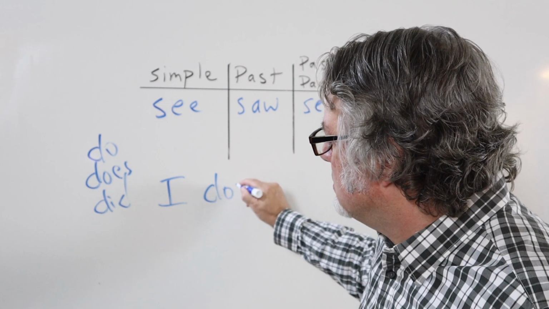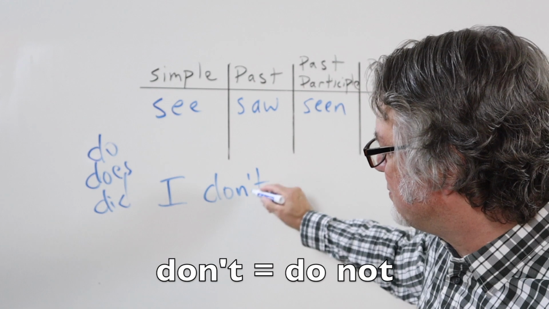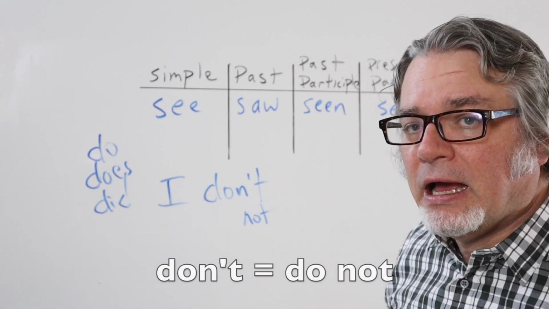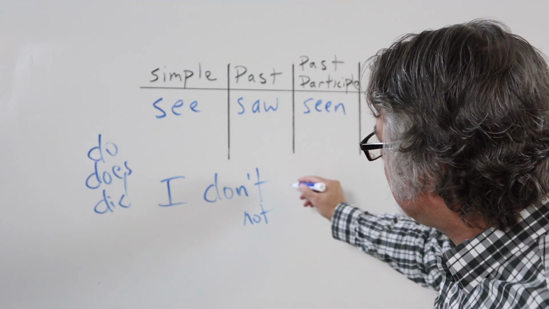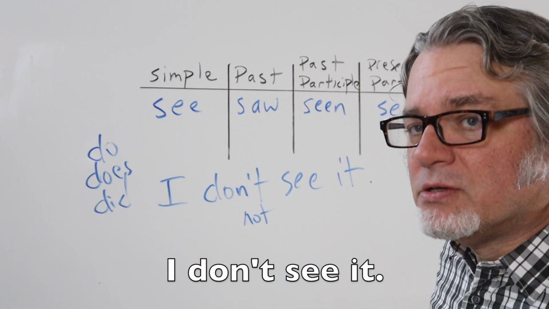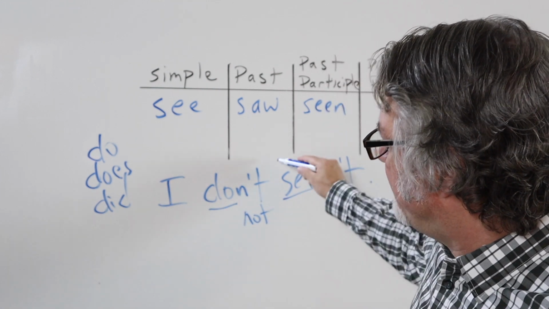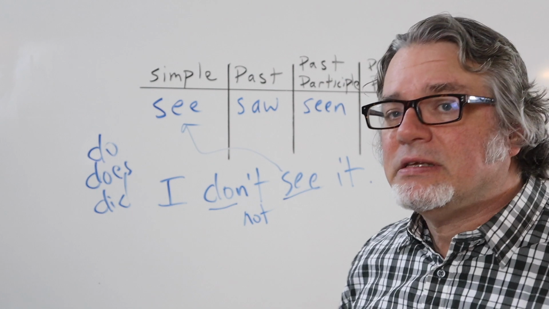I don't. This is do not. This is the contraction for not. I don't see it. So here's the helping verb. Here is the main verb, and it's in the simple form.